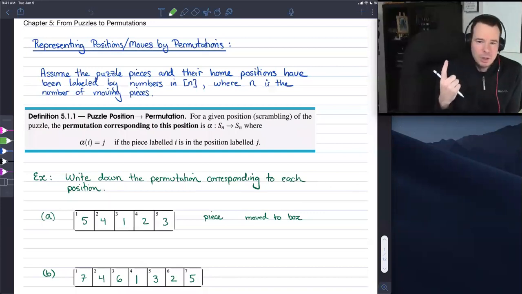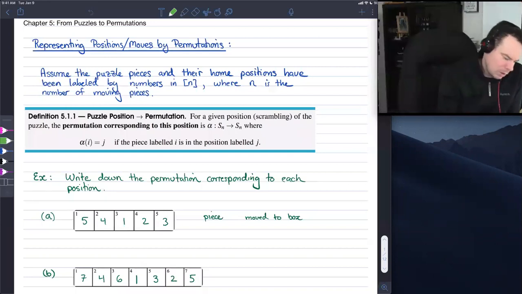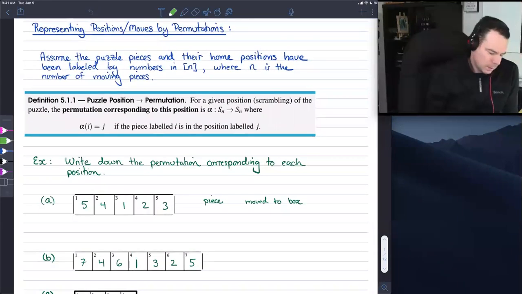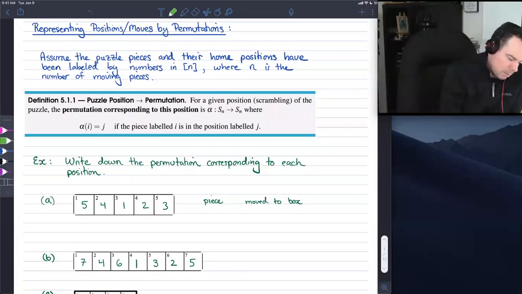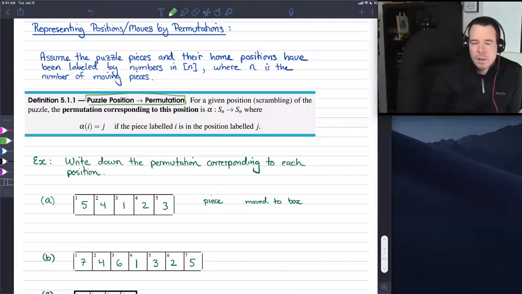So those are the two things we need to describe: how to take a position of the puzzle and represent it as a permutation, and how to take a move sequence that has been done to the puzzle and represent it as a permutation. And so we'll do those two things. So for a puzzle position going to a permutation, we're always going to assume that the pieces are in their home locations originally. And then the position that they are currently in now, the scrambled position, is what we get by figuring out how the pieces actually moved.